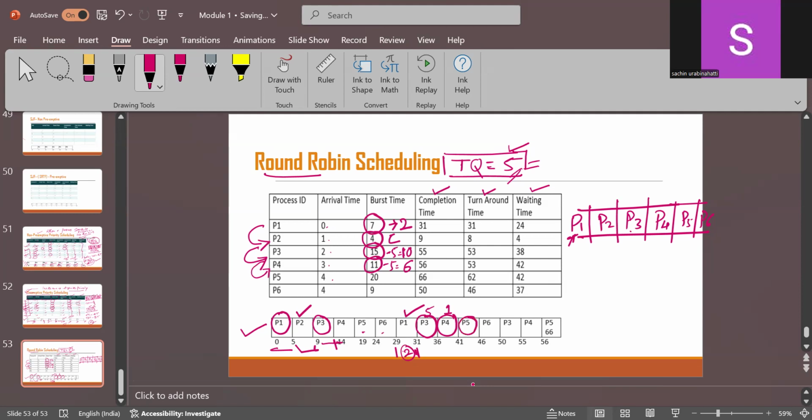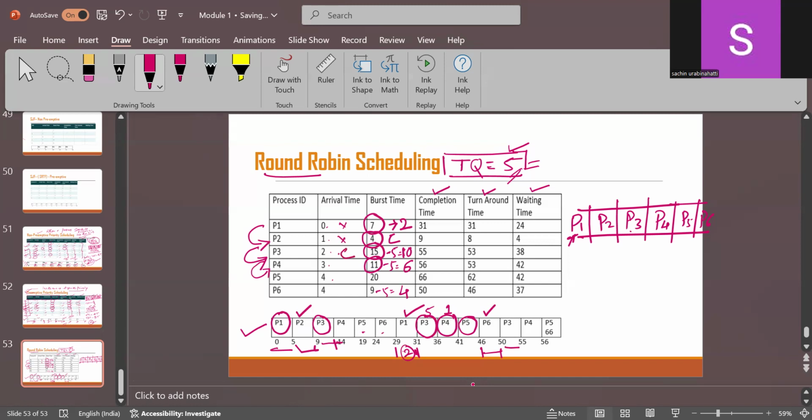Can P6 complete its execution? Yes, already 5 it has been executed. Still remaining is what? 4. So when P6 starts its execution at 46, it completes it at 50. So P6 has been completed. Now, once again, it goes over here. P1 has already completed its execution. P2 has also completed its execution. P3 is partially completed its execution. How much is remaining? 5. So it will take from 50 to 55.